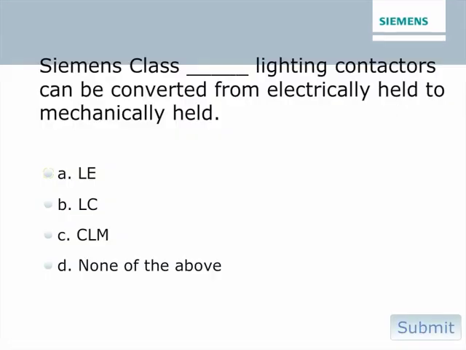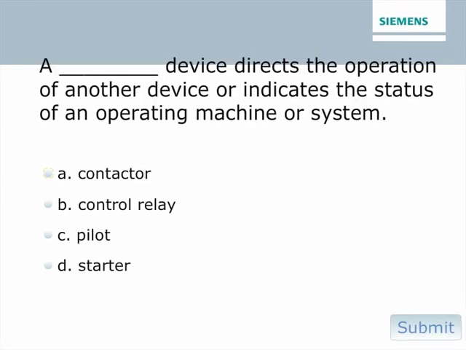Let's do our last knowledge check. Question 1. Siemens class blank lighting contactors can be converted from electrically held to mechanically held. Is it A, LE, B, LC, C, CLM, or D, none of the above? Question 2. A blank device directs the operation of another device or indicates the status of an operating machine or system. Is it A, contactor, B, control relay, C, pilot, or D, starter?